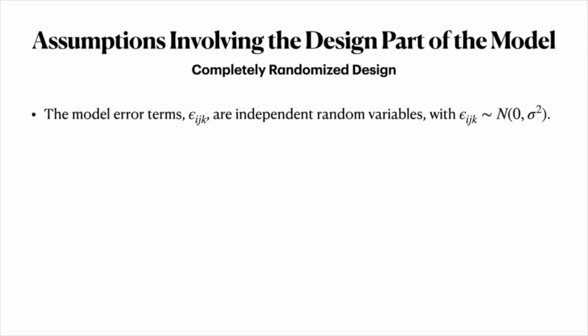Now, for the assumptions involving the design part of the model, there's only one component here, and that is the random error term, the epsilon ijk. And the assumption here is that these error terms are independent random variables, and in particular, independent normal random variables, with mean zero and a variance which is denoted by sigma squared without any kind of a subscript.